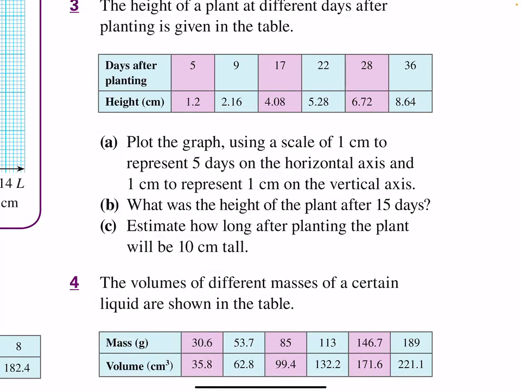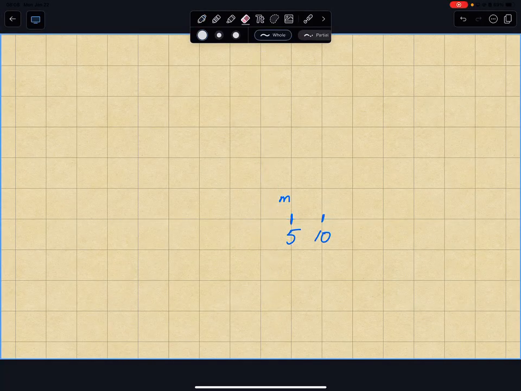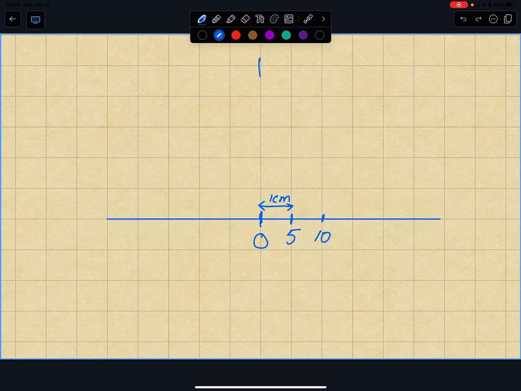Yes? Scale 1 centimeter represents 5 days on the horizontal axis and 1 centimeter on the y-axis represents 1 centimeter as well. So you would have a graph looking like so. Also 1 centimeter. And this one is 1. And then 2, 3, 4, 5.